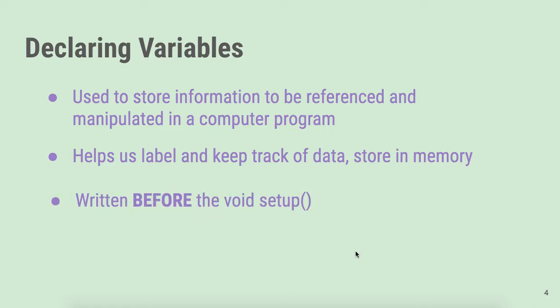And the variables within the computer program are written before the void setup. So from here on out, we're probably going to be using variables in every computer program we write. So we'll have variables first, then we have our void setup, and then we'll have our loop. Again, once you initialize those variables in the beginning of the program, the microprocessor knows it until you either restart it or download a new program.